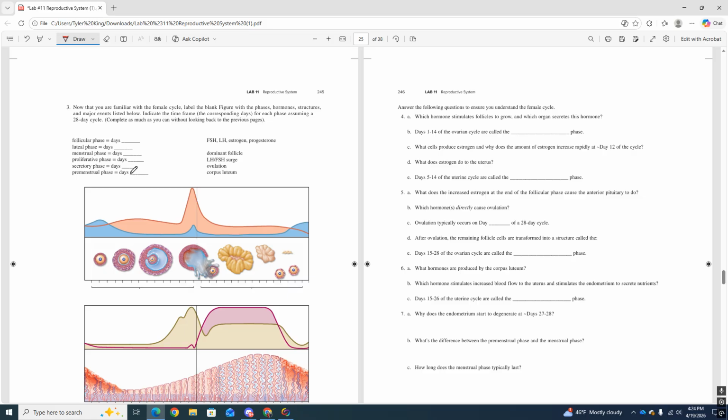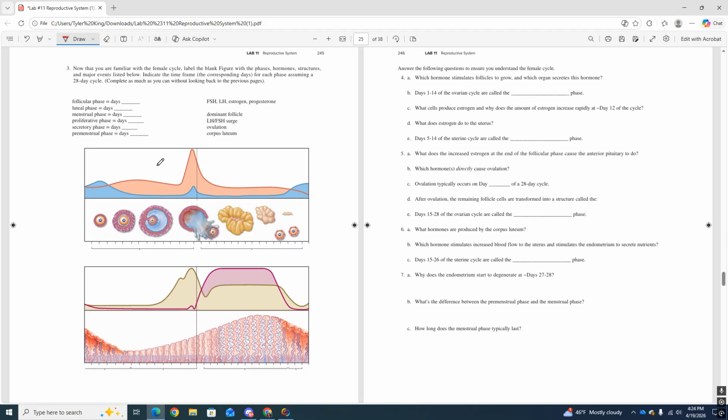So what's going to happen? Follicular phase, remember this, days 1 to 14. Luteal phase probably has something to do with the corpus luteum, right? This is days 15 to 28. Menstrual phase, we're actually having discharge coming out of the vagina. It is days 1 to 5.